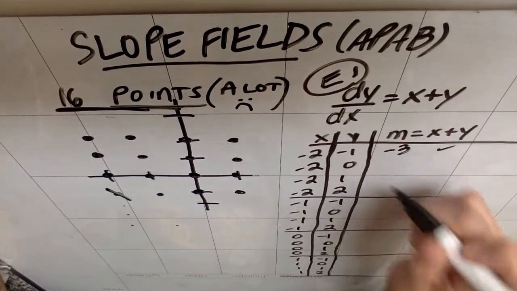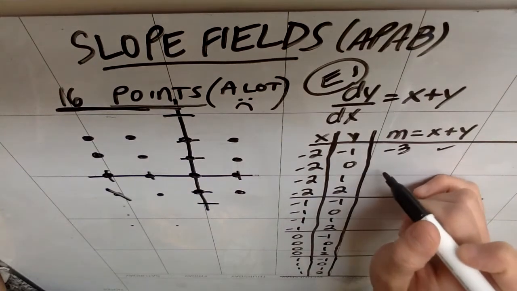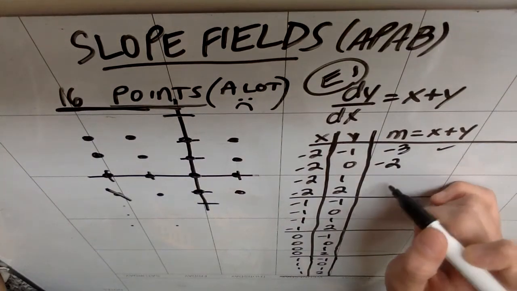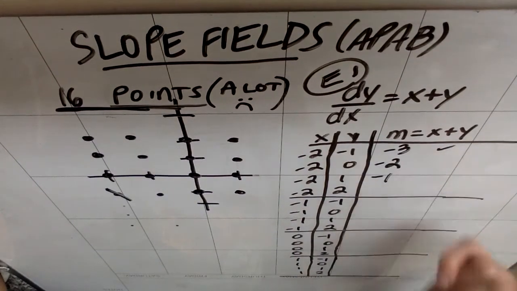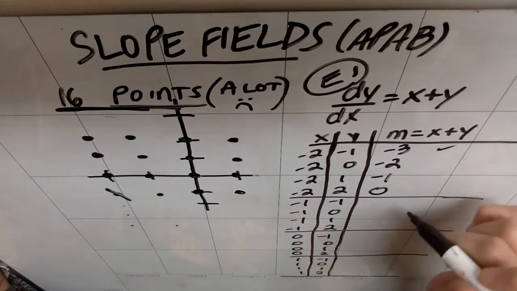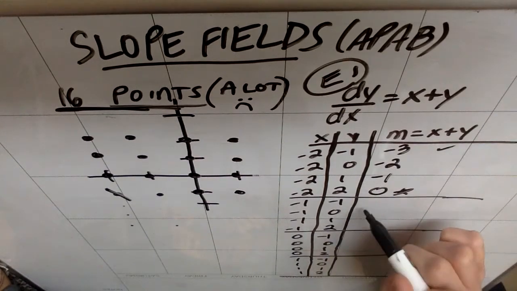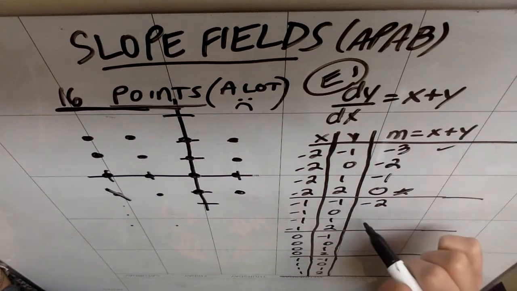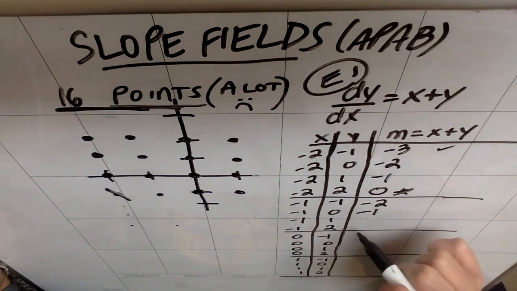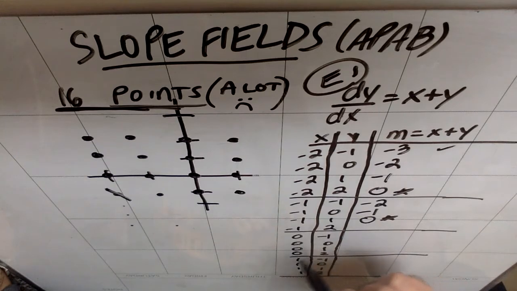My next slope should be, and I'm just going to fill these out now, and then we'll sketch all of them in a sec. My next slope should be -2 plus 0, which is -2, -2 plus 1, which is -1, and -2 plus 2, which is 0. And I'm going to put a little star next to that 0 because that's going to matter in a second. -1 plus -1 is -2. -1 plus 0 is -1. -1 plus 1 is 0. I'm going to put a star next to that because that's important. -1 plus 2 is 1.